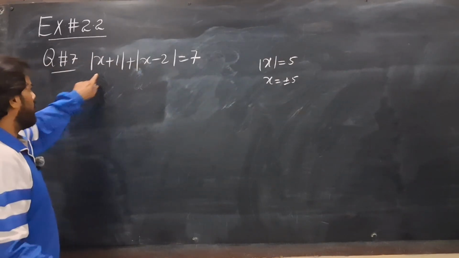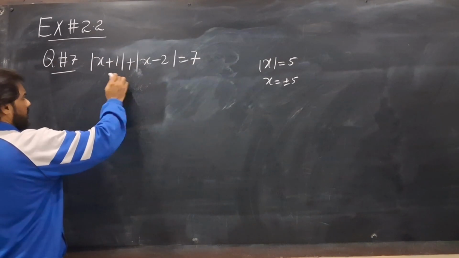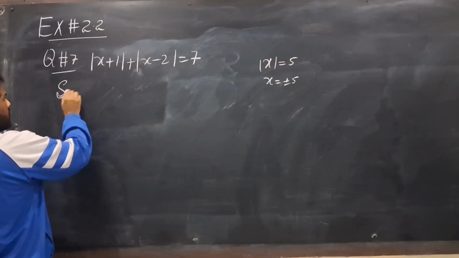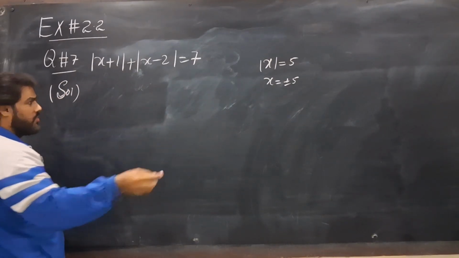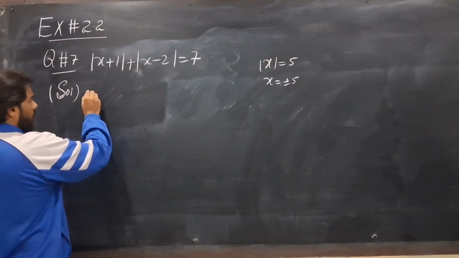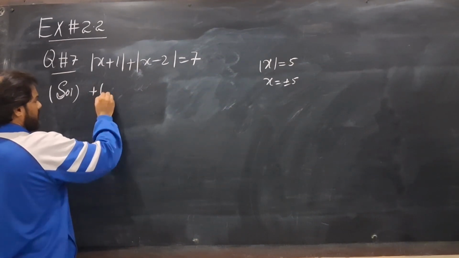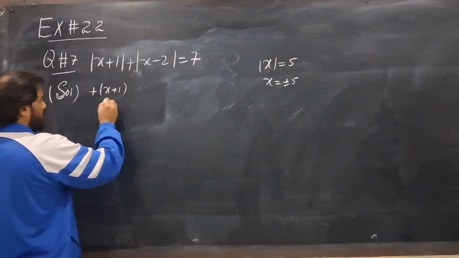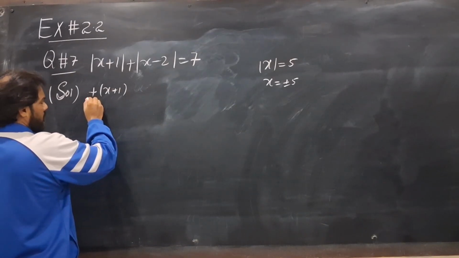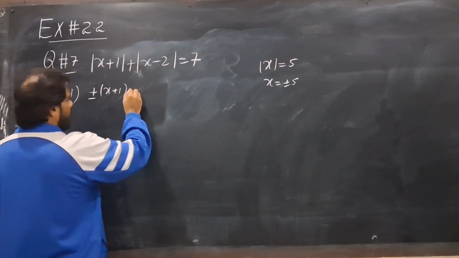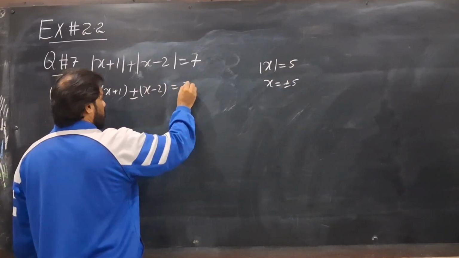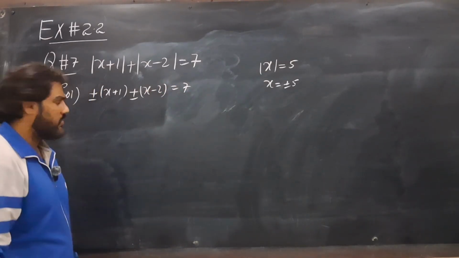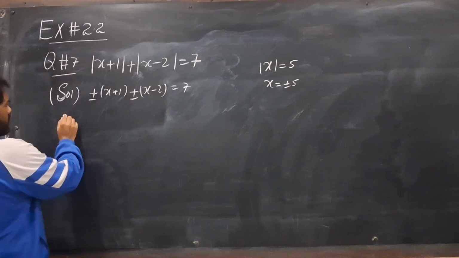If you open these two absolute values, there are the following possibilities. Either this is equal to plus x, plus minus x plus 1, plus minus x minus 2. So now you will write there are the following possibilities. Case number 1.